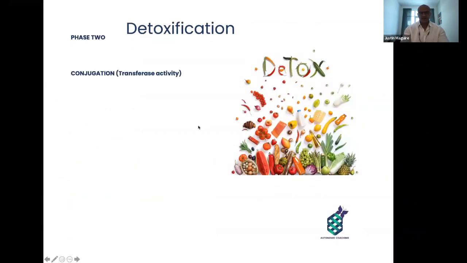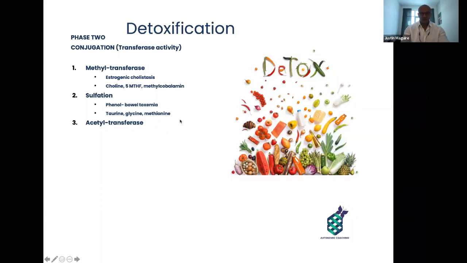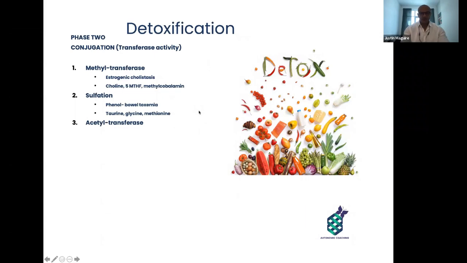Okay, detoxification phase 2, 6 major conjugation pathways. Methyltransferase, okay, helps with estrogen detoxification. It's needed, so choline, 5-methyltetrahydrofolate, and methylcobalamin are necessary precursors. Sulfation helps in getting rid of bowel toxins such as indole and phenol. Taurine, glycine, and methionine are important for this particular pathway. Just to have a little caveat here, these are mainly the amino acids that are necessary, but there are also minerals and other micronutrient components that aren't mentioned here that are vitally important for these pathways to take place, such as in sulfation, copper is very, very important.